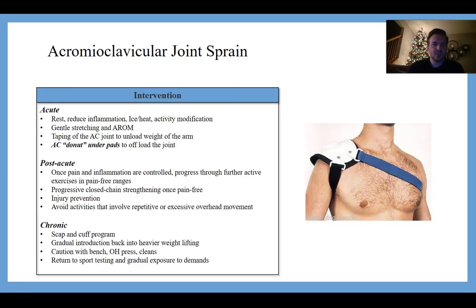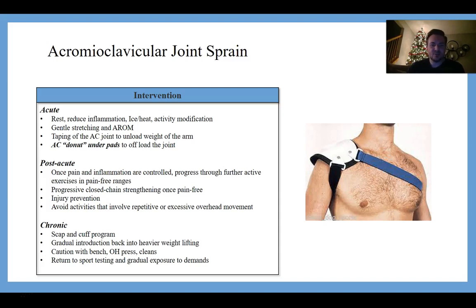So what can you do? Well, acutely, you're going to rest and reduce inflammation, use modalities, gentle stretching, range of motion, maybe tape the AC joint. This picture on the right shows what we call an AC offloader. This is a specialized one you could wear under shoulder pads or under your jersey. But you can also just get a foam pad and create a donut per se to offload the joint.